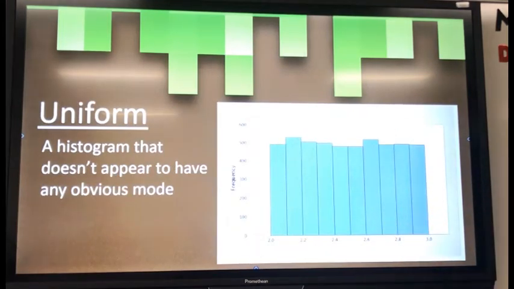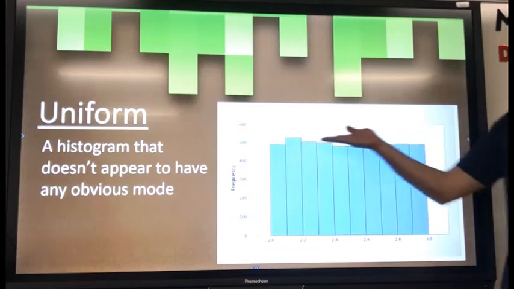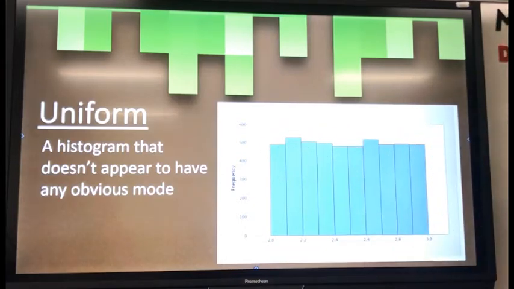Uniform means there's not much there to tell you about the graph. A histogram that doesn't appear to have any obvious mode. Do you see any peaks here? Everybody pretty much did about the average, right? Everybody pretty much was on the same line. That's uniform. You don't see any significance.